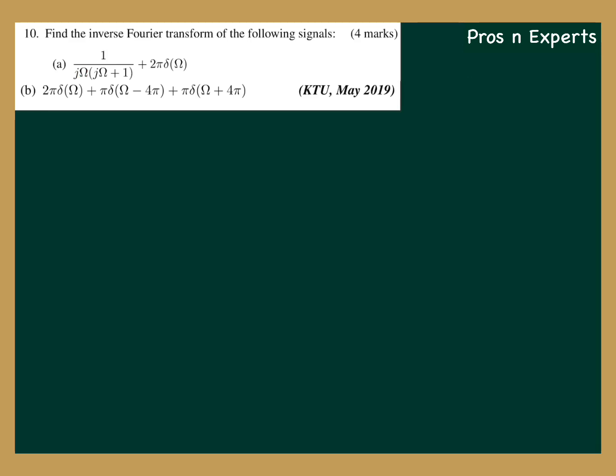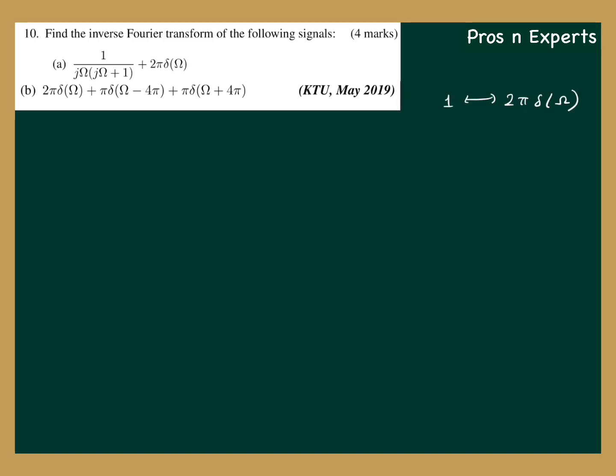Okay, let us continue with question B. Question B is given in the frequency domain: 2 pi delta of omega plus pi delta of omega minus something plus pi delta of omega plus something. So this question is much easier. All you need to know is the Fourier transform of 1 is 2 pi delta of omega, that we have already seen. Then the next one you have to know is the frequency shift property of Fourier transform.